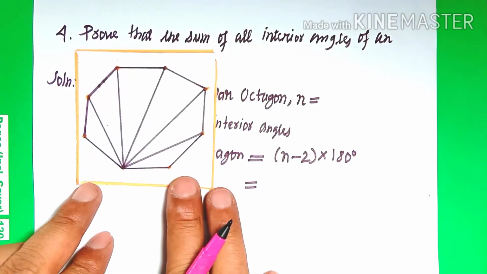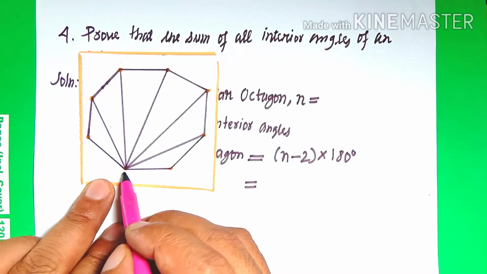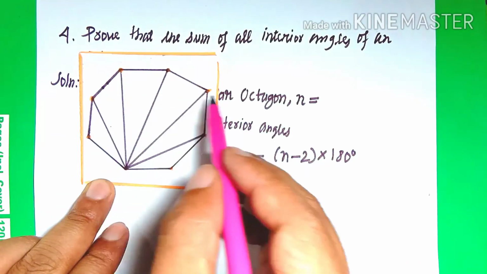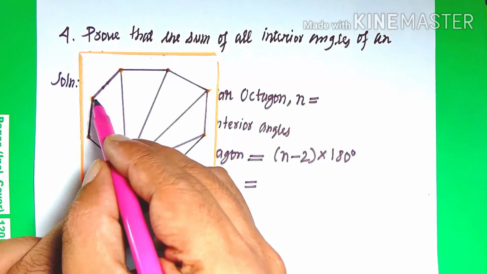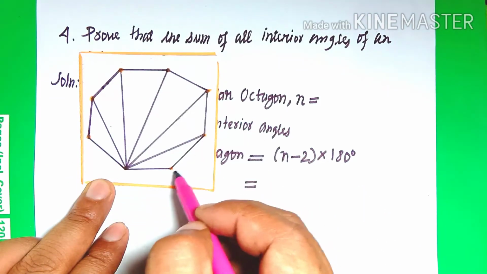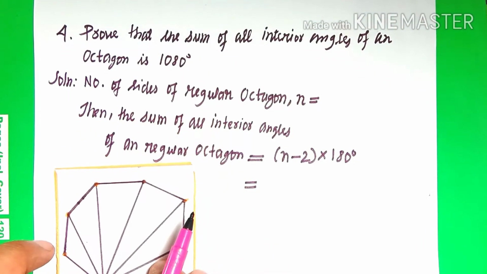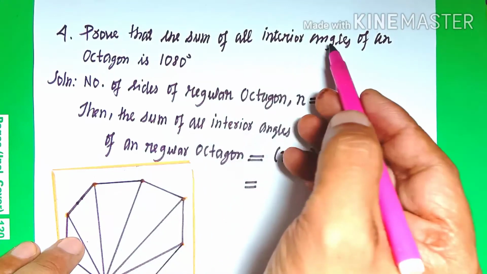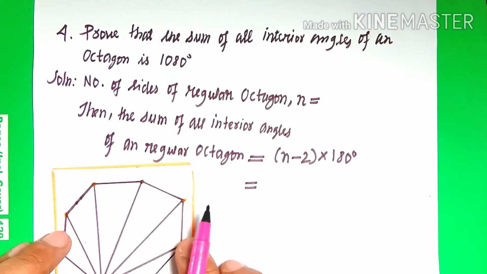So I've made the figure here, that is an octagon, a closed figure made up of 8 sides. So 1, 2, 3, 4, 5, 6, 7, 8. So here what we need to prove is that the sum of all the interior angles of an octagon is equal to 1080 degrees.